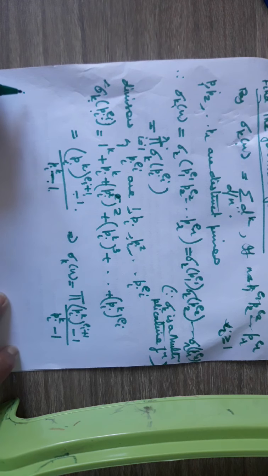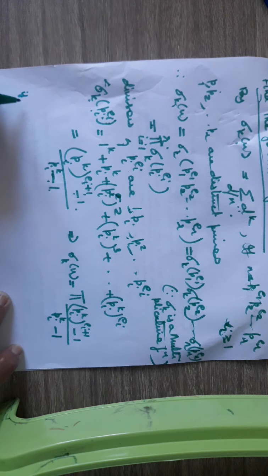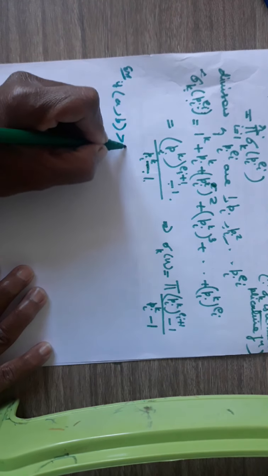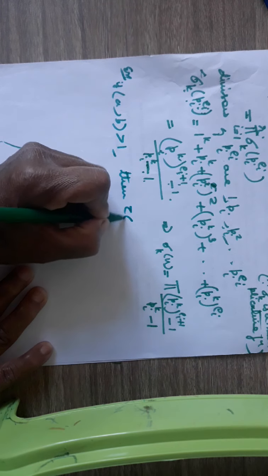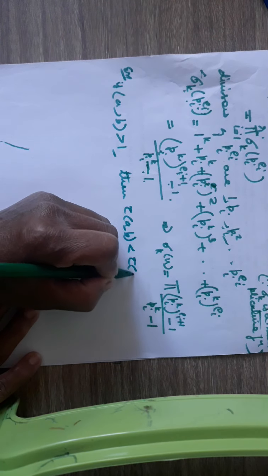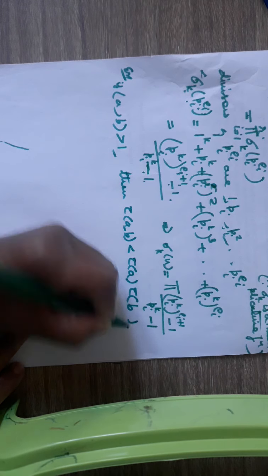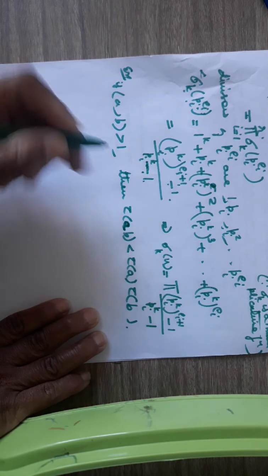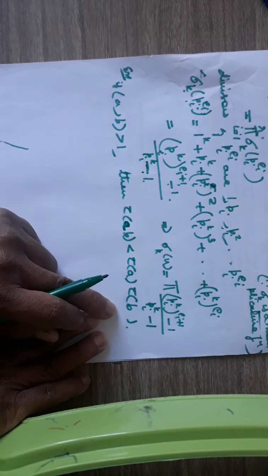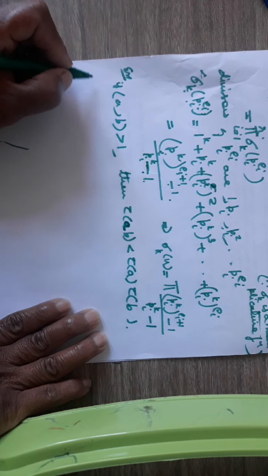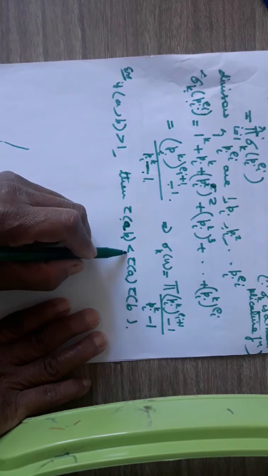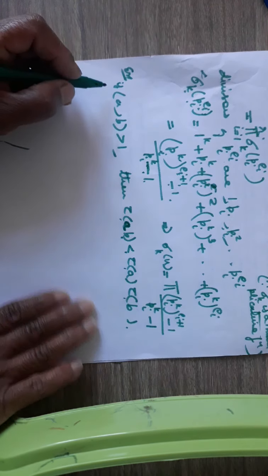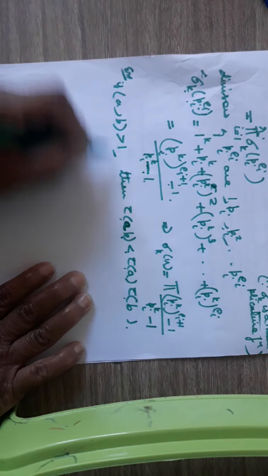So next, the question: prove that if GCD of A and B is greater than 1, then tau of AB is less than tau of A into tau of B. Sorry, there is no comma here. Tau of AB is less than tau A into tau of B. That is, the number of divisors of AB is less than the number of divisors of A into the number of divisors of B. Number of divisors, not the sum of divisors.